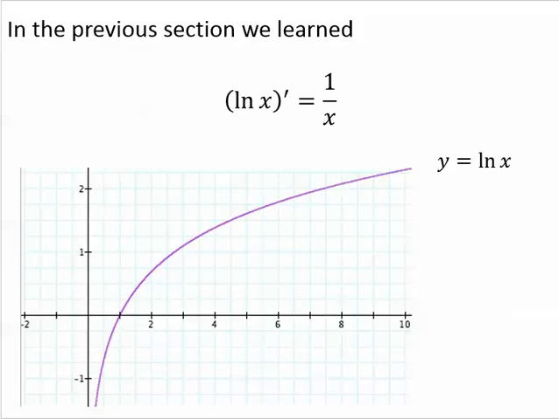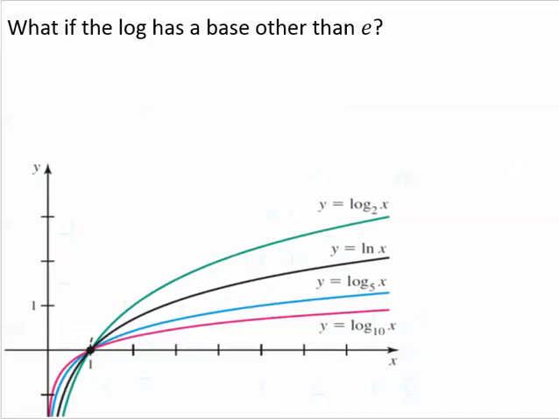Now, in the previous section, we learned that the derivative of log x is 1 over x. What if you have a different base? What is the derivative of log x base b? Well, it's still 1 over x, but now in the denominator you have log b.